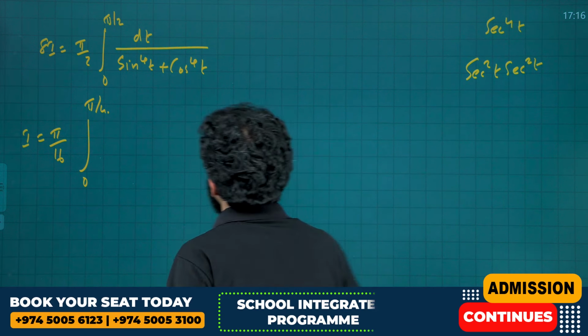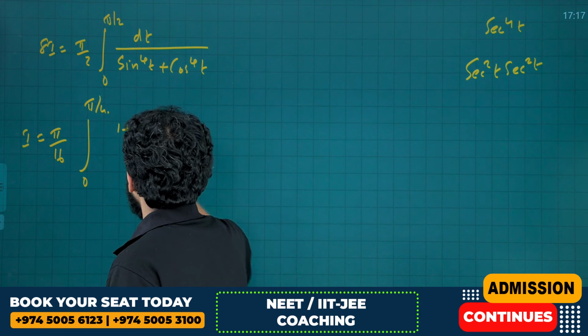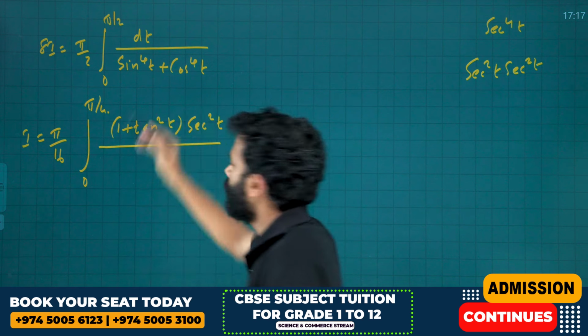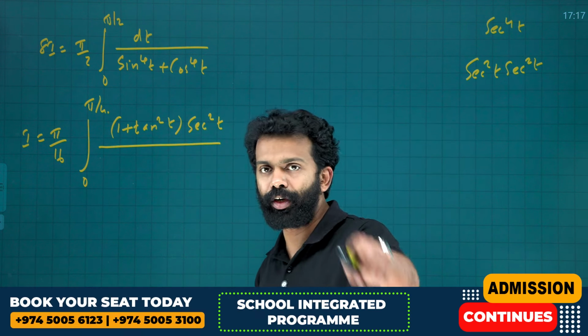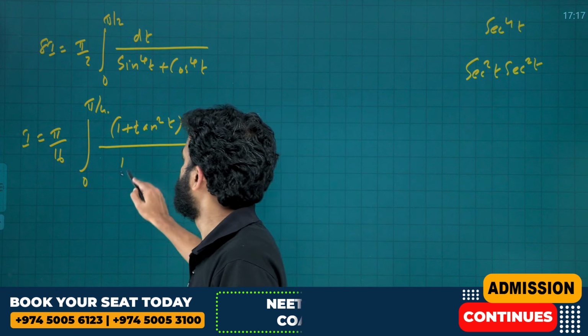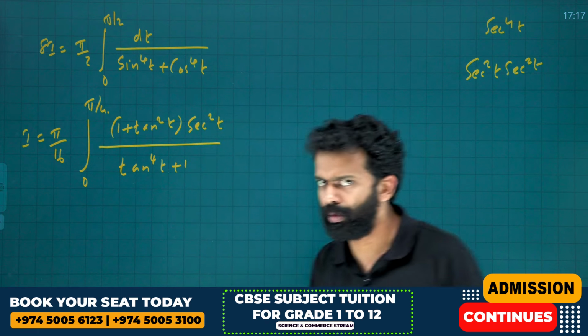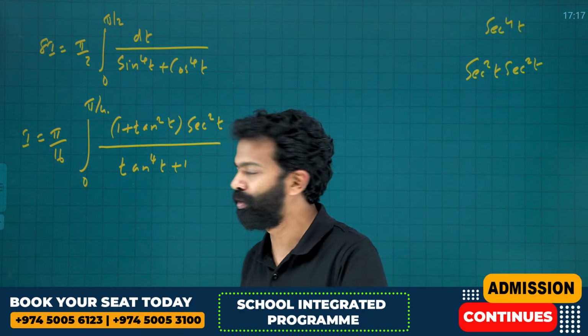Therefore it will be 1 plus tan square t into sec square t divided by, if you divide the denominator with cos raised to 4t, you will get tan raised to 4t plus 1. That is tan raised to 4t plus 1. Now you know how to formulate this, right? Substitute tan t is equal to u, another substitution.